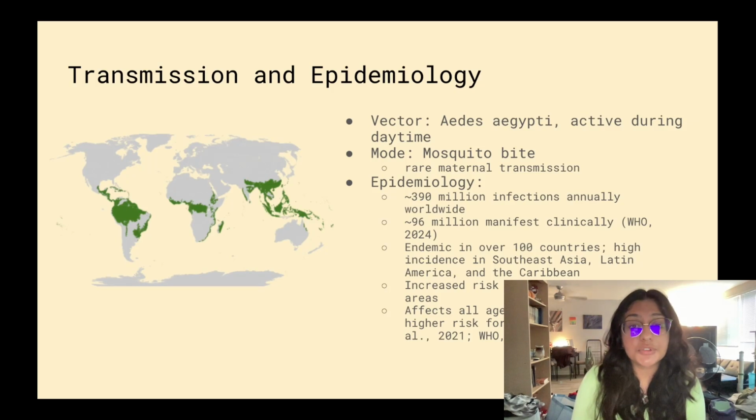The populations most affected include people living in urban and semi-urban areas where there's stagnant water and high human population densities. Those are ideal breeding conditions for mosquitoes. And while all age groups are at risk, children and adolescents are especially vulnerable to severe dengue. This disease burden has also increased due to factors such as climate change, globalization, urbanization, and poor vector control programs.